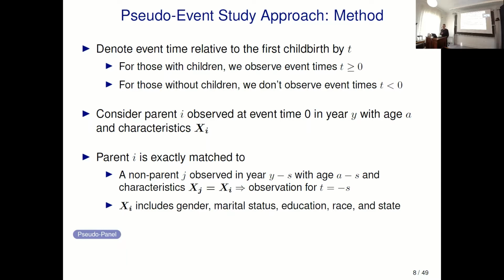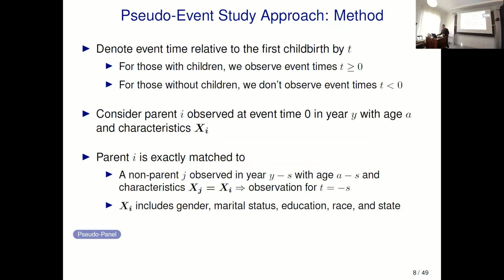The way I'm going to show you here is really very simple and I think works really well. Consider a specific parent observed in the data at event time 0. They have a child of age 0 in a certain year, Y, and at a certain age, A, and with a certain set of demographic characteristics, X_i. Simply what we're going to do is exactly match, one-to-one, that parent to some non-parent who is observed S years before, being S years younger, and having the exact same demographic characteristics: same gender, same education level, same marital status, et cetera. And we're going to say that's the observation for event time minus S.